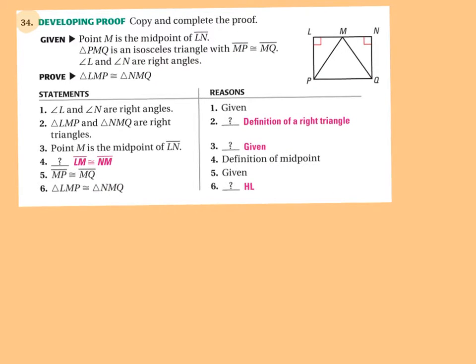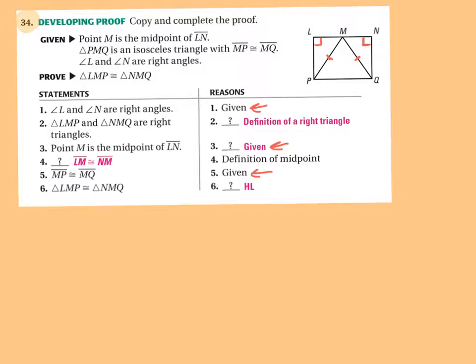34. Now this was one that they gave you the partial fill-in. If you could go back and do this empty, it's gonna be like on your test, so keep that in mind. So it says that M is the midpoint of LN. It says that triangle PMQ is isosceles with MP equal to MQ. And angle L and angle N are right angles, so those are marked. So all that information is given.